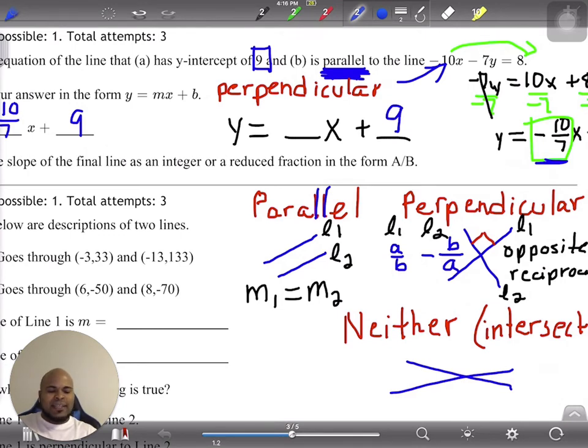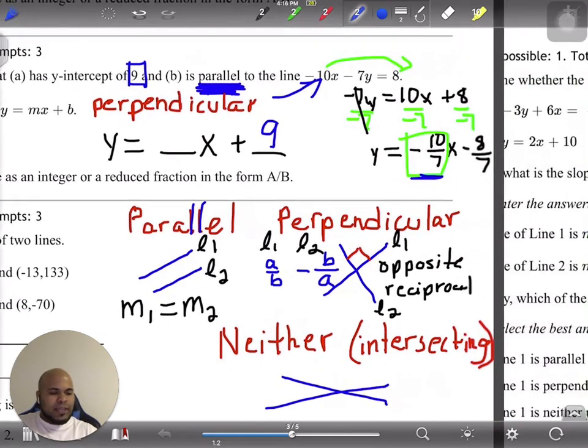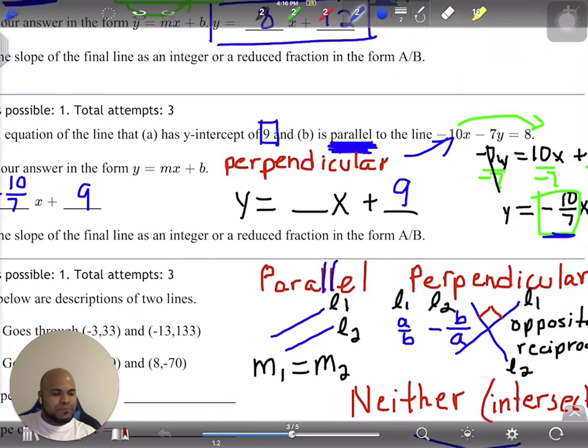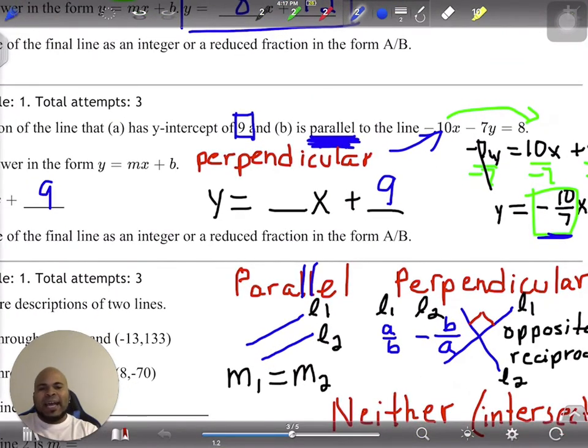But we said that the slope of a perpendicular line is the opposite reciprocal. So because the slope that I just found is negative 10 over 7, my answer is going to have a positive slope. And I'm going to flip it, 7 over 10, to get its reciprocal. So the answer will be 7 over 10x plus 9. I hope that makes sense. That's how you find something that's perpendicular.